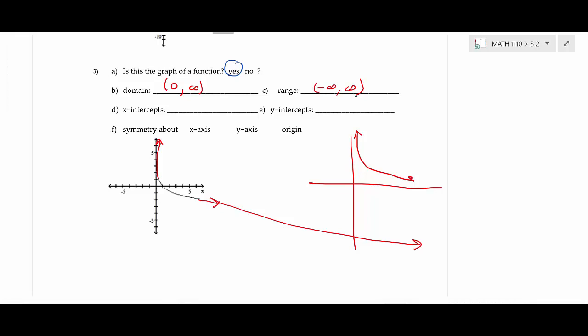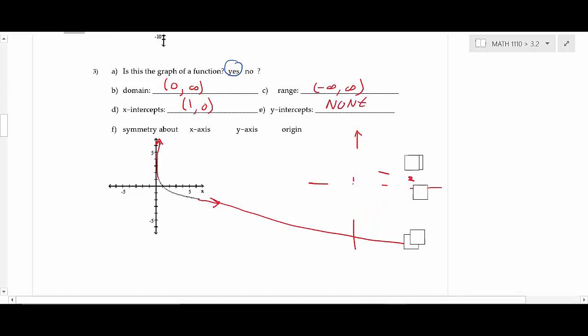Okay, let's see, x-intercepts, what's the x-intercept? Looks like you got 1. 1, 0. How about the y-intercepts? None. Yeah, I said that you kind of got an asymptote on that one then, so that one goes like that, okay. All right, let's look at the symmetry.